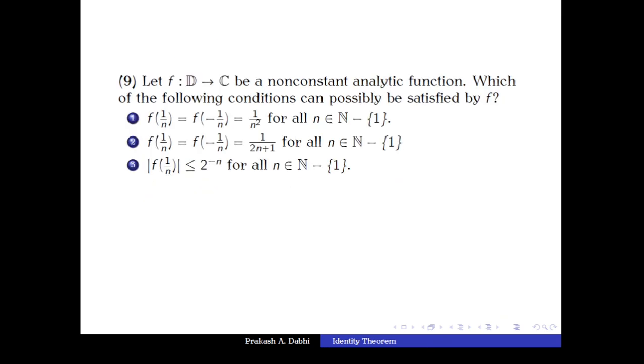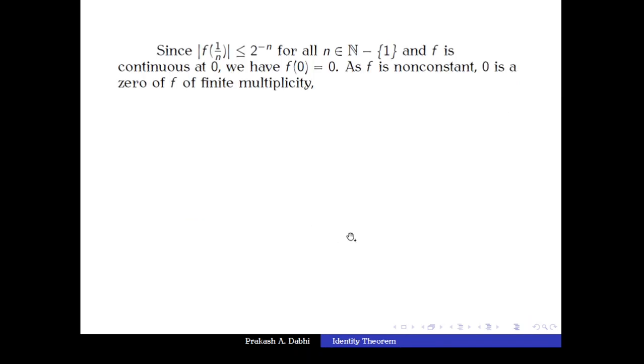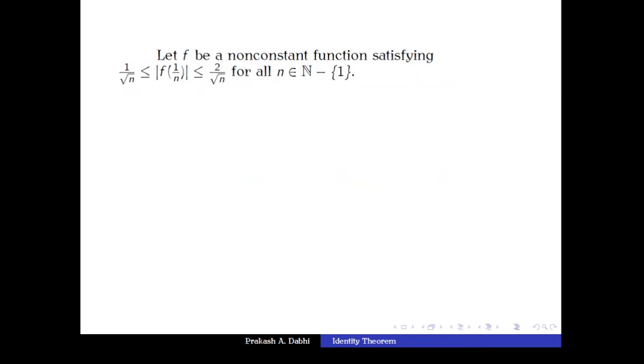Okay, so now let us go for the fourth possibility. What do we need to check? Does there exist a non-constant analytic function on D which satisfies the last condition, namely 1 upon square root n less than or equal to mod of f of 1 by n less than or equal to 2 upon square root n? We show that such a function does not exist. Let us see how we can do that. So let f be a non-constant analytic function which satisfies this condition. We are going to get a contradiction.